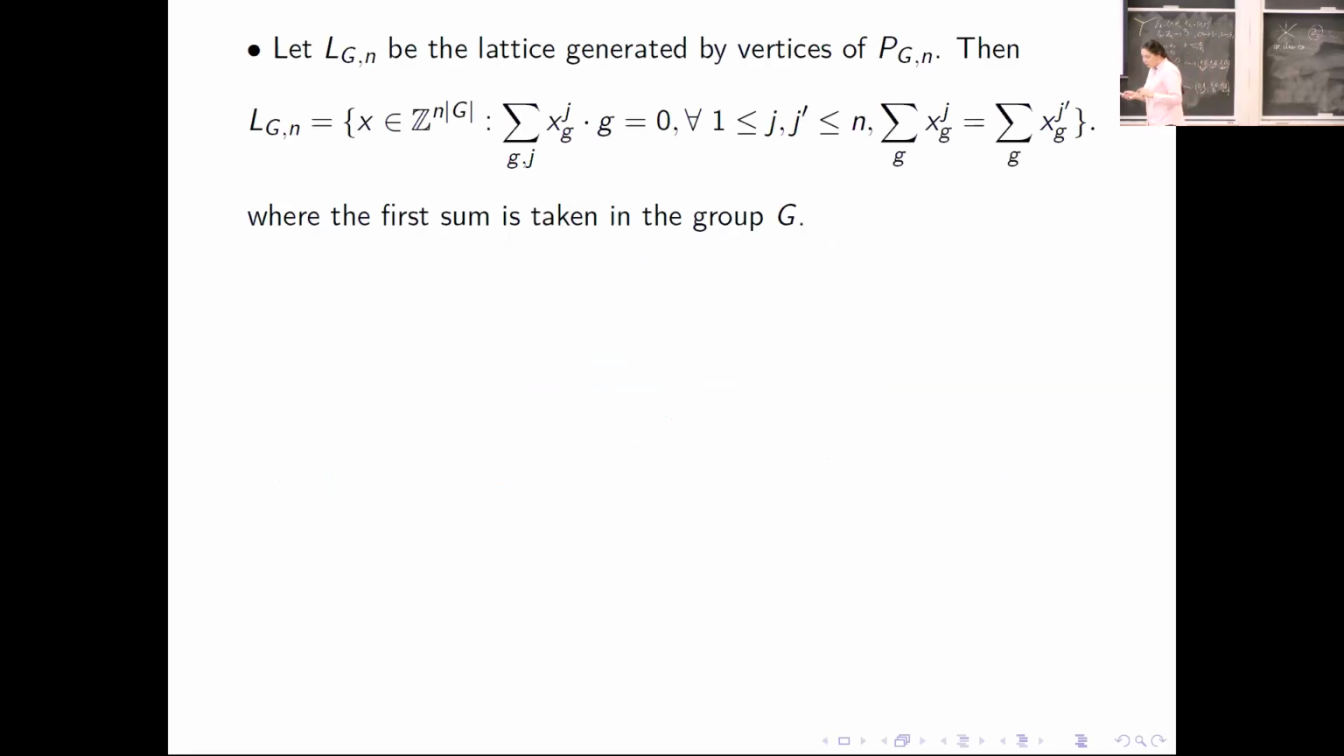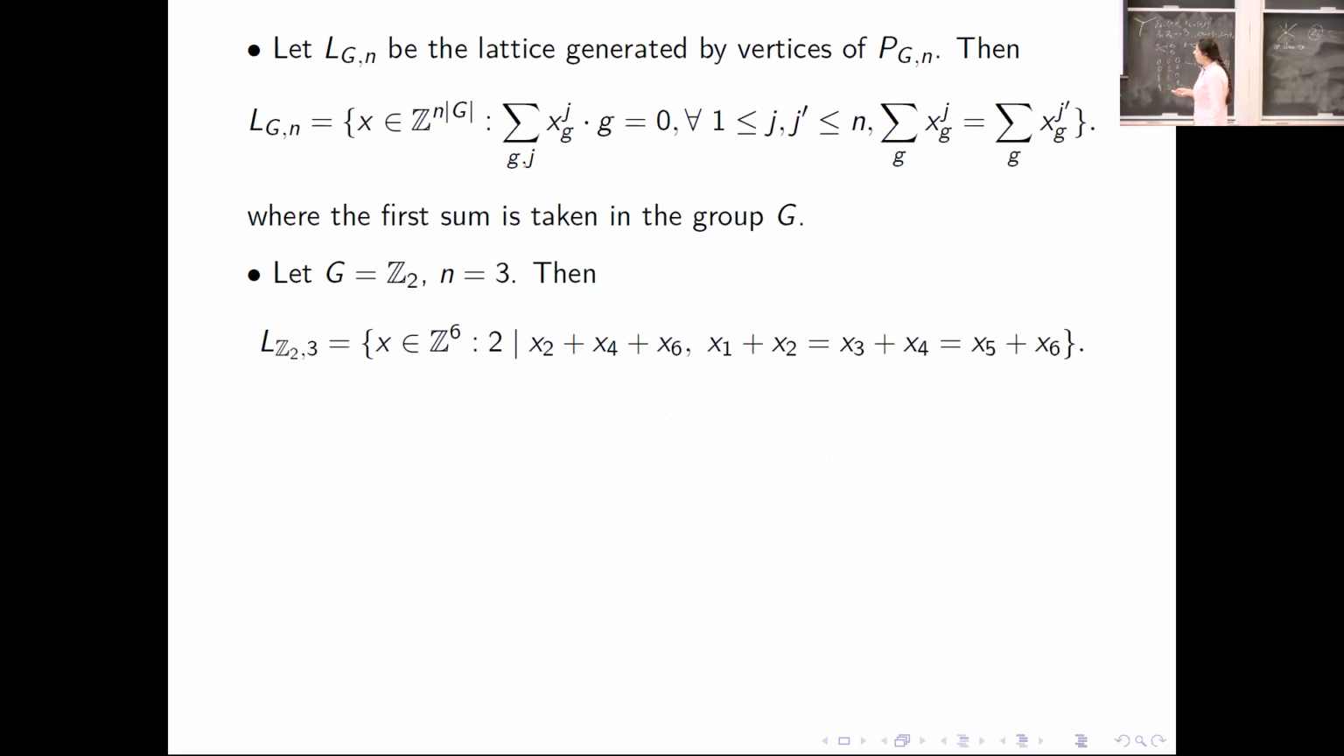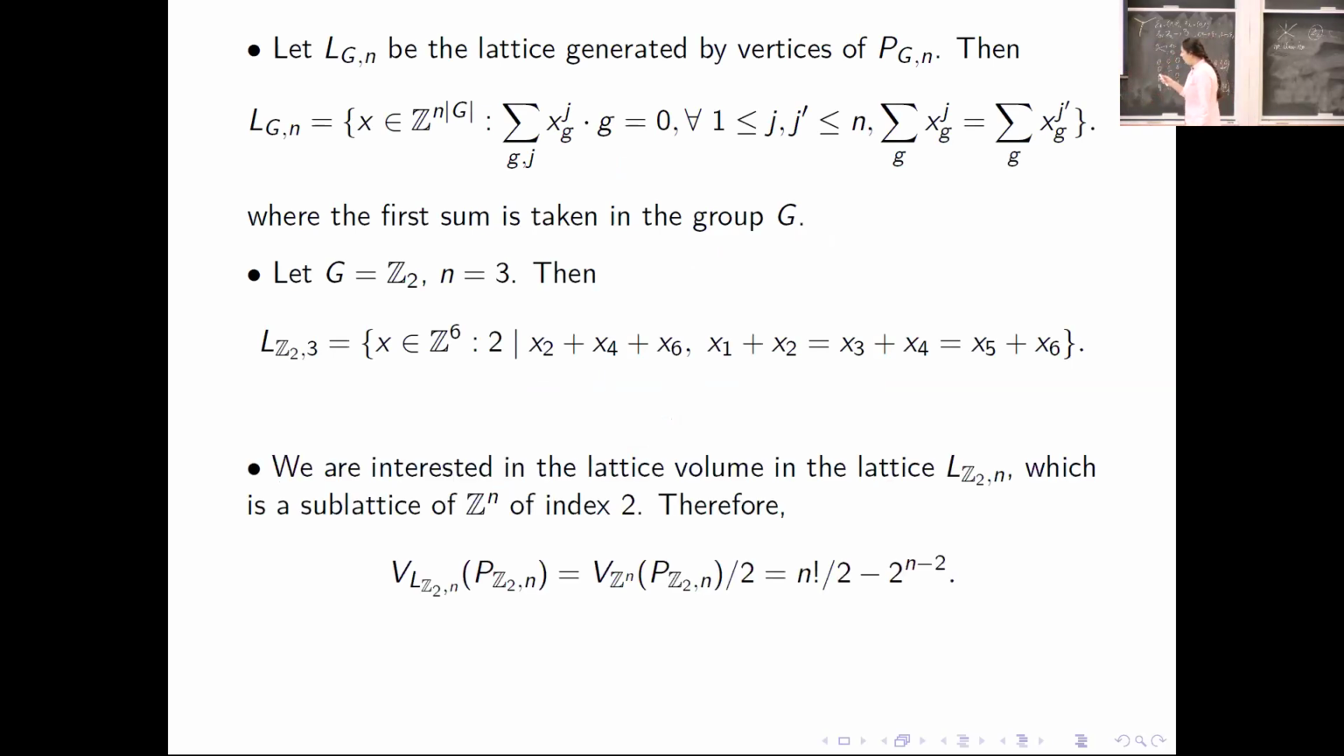But in fact, what we need in order to get the algebraic degrees is the volume in the lattice generated by the vertices of the polytope, not Z^n. There is also one example here, but what is of interest for us is the fact that our algebraic degrees will be n factorial divided by 2, so I have to divide everything by 2, which is the index of the sublattice, minus 2^(n-2). Okay, so this is the behavior in the case Z2.